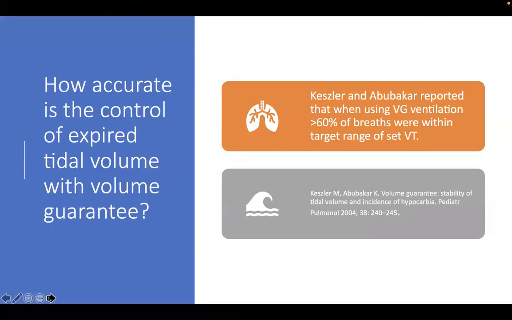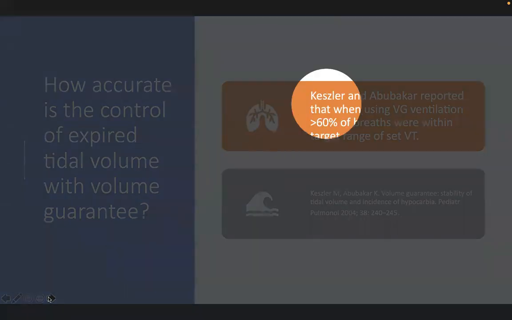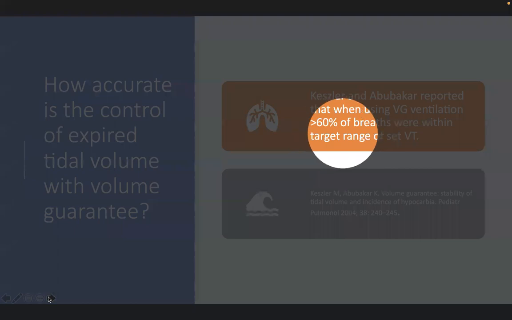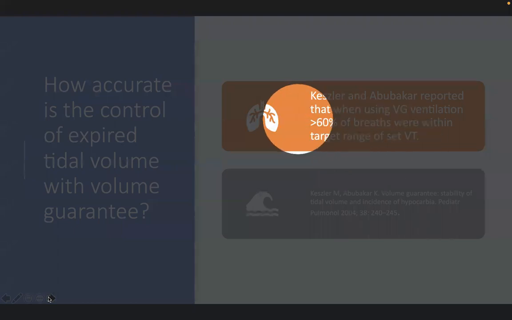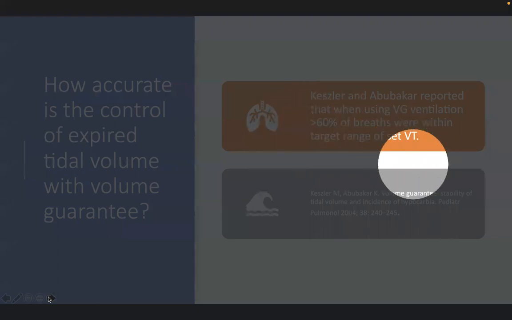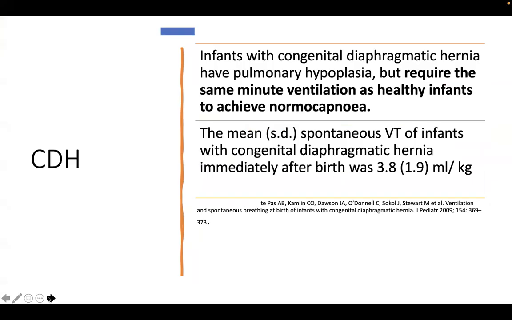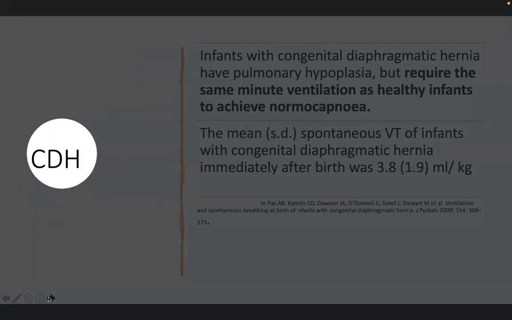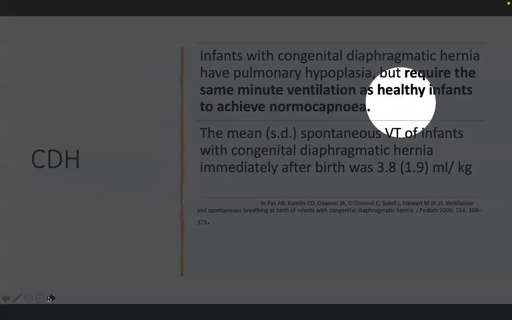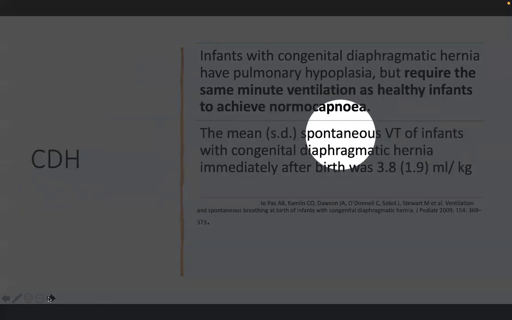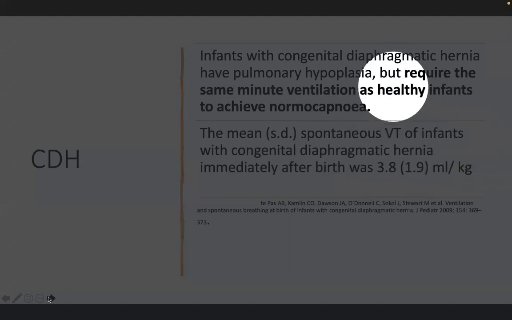So how accurate is the control of expired tidal volume with volume guarantee? Kessler and Abubakar in their trial in 2004 have shown that when using VG ventilation, more than 60% of breaths were within the target as set by the physician. One thing to know is that even in patients with congenital diaphragmatic hernia, the target volume that we should set is around 4 ml per kg, not higher or lower.